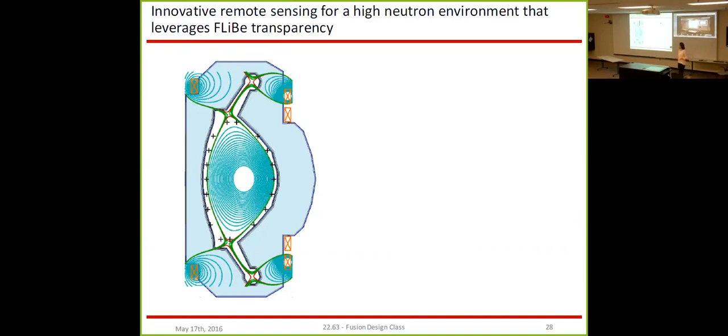As we mentioned before, FLIBE is also very, very slightly conductive, which means that you can get magnetic signals out from the plasma much more quickly than you would if you were dealing with a conductive blanket. So I'm going to lay out for you the sensing system we've designed on a high level right now, and then we'll go through each of the sensors in more detail.